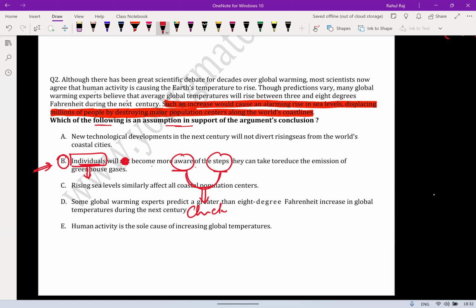But despite that, imagine they have become aware of this step. Now you're trying to tell me they'll start taking steps to reduce the greenhouse gases. And if they take steps to reduce the greenhouse gases, the sea level will not increase, and therefore displacement of people will not happen. Imagine how far-fetched an assumption it is. No, that's not the right answer. Perfect.